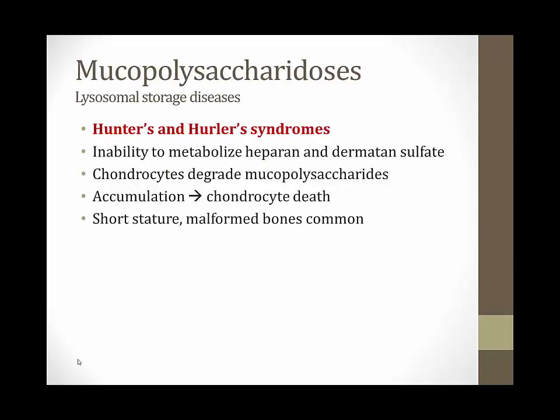In the biochemistry section in the video on the lysosomal storage diseases, I talk about a group of disorders called mucopolysaccharidoses. These are disorders like Hunter syndrome and Hurler syndrome, where children have an enzyme deficiency and they cannot metabolize mucopolysaccharides like heparan and dermatan sulfate. The reason I'm mentioning this here is because chondrocytes are cells that degrade lots of mucopolysaccharides. So in children born with one of these disorders, the mucopolysaccharides accumulate in the chondrocytes and the chondrocytes die. So as you can imagine, this leads to similar problems to achondroplasia, problems at the growth plate and with growth of long bones, and short stature and malformed bones are common in these disorders.